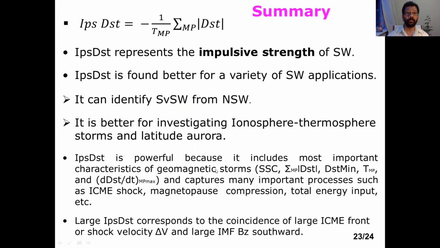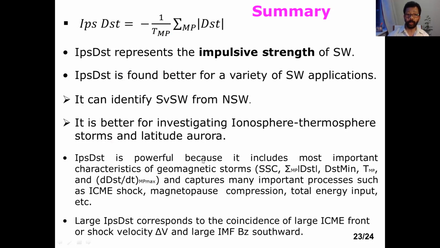So to summarize, we define the new parameter IPS DST as the sum of the modulus of DST during the main phase divided by the duration of the main phase. Numerator is proportional to total energy input. Denominator gives the duration of energy input. So it gives the impulsive parameter, impulsive strength. The new parameter is better for a variety of space weather applications. We have illustrated 3 of them. It can identify severe space weather from normal space weather. It is found to be better for investigating ionosphere-thermosphere storms and also low latitude aurora.